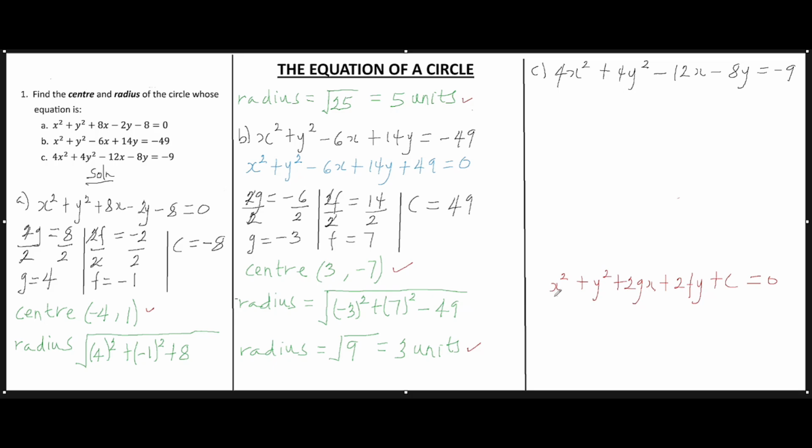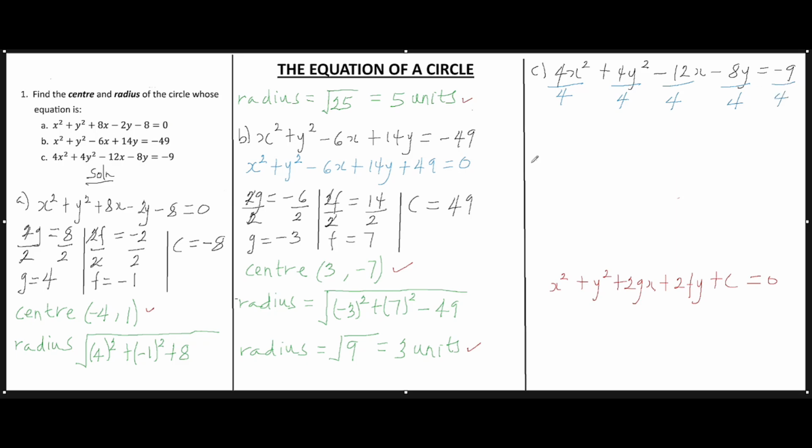For the general equation of a circle, there is an x squared there. But here, we have 4x squared. We have y squared. Here we have 4y squared. So we have to reduce it in such a way that the coefficient of both x squared and y squared should be 1. So how can we do that? We can do that by dividing each term by 4.